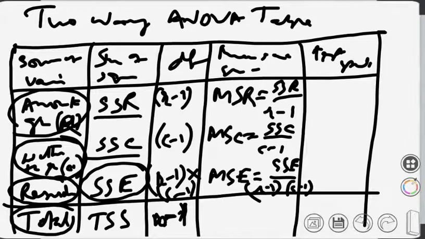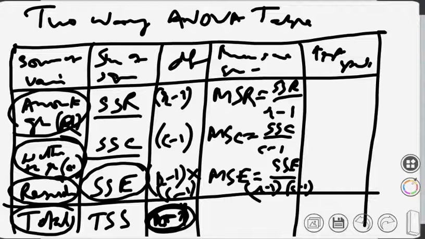Okay, now here we are doing two tests. In total degrees of freedom, sir, it's n minus 1, right? Yes, it is n minus 1. Because in total always 1 degree of freedom is diminished.